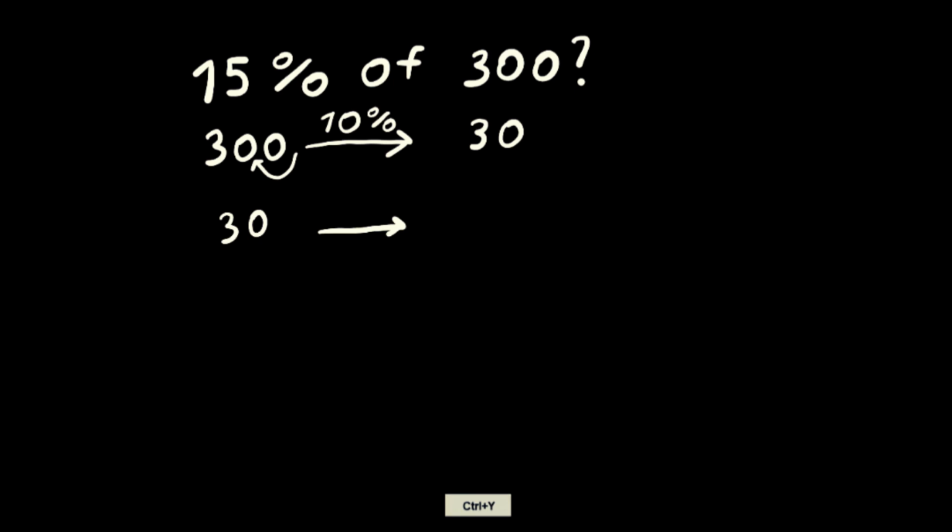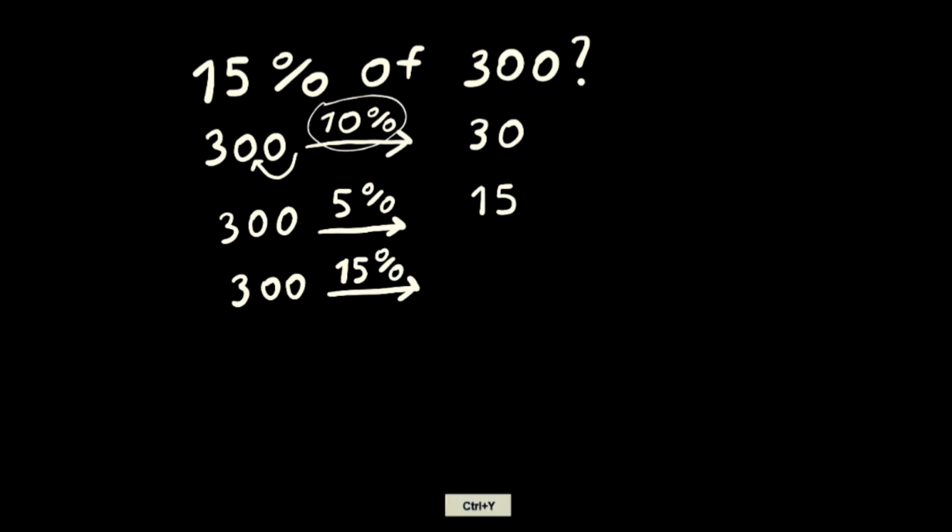Now, if 10% of 300 is 30, what is 5% of 300? 5% is half of 10%. So, what is half of 30? Half of 30 is 15. So, now, with this information, how can we find out the value of 15% of 300? Well, since 10% plus 5% adds up to 15%, 30 plus 15 must represent the value of 15% of 300, which is 45.